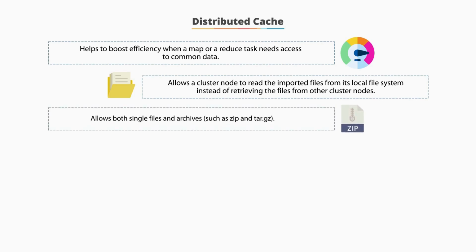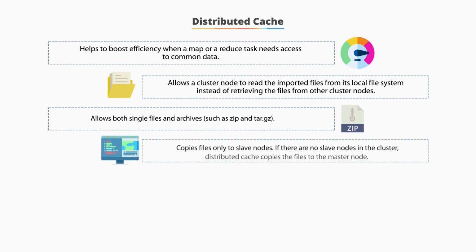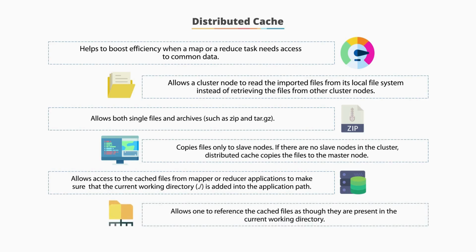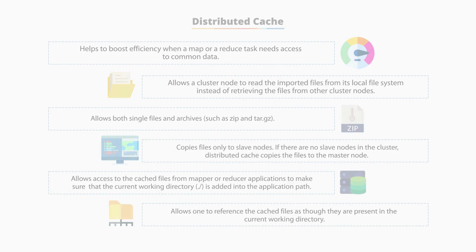It allows both single files and archives such as zip and tar.gz. It copies files only to slave nodes. If there are no slave nodes in the cluster, then distributed cache copies the files to the master node. It allows access to the cached files from mapper or reducer applications to make sure that the current working directory is added into the application path, and allows referencing of the cached files as though they were present in the current working directory, vastly speeding up access.